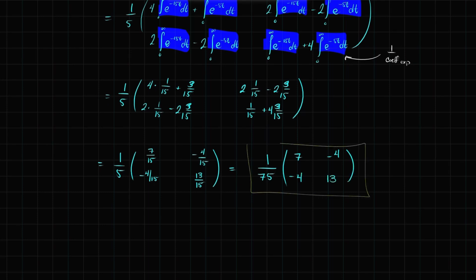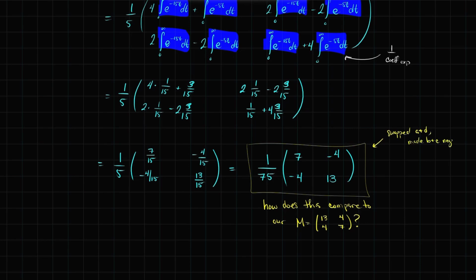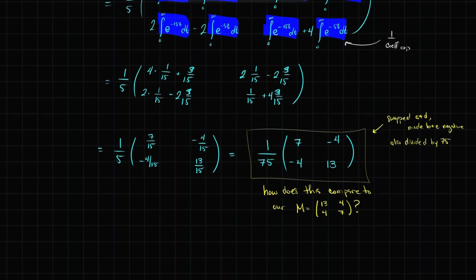How does this compare to our original matrix, which was 13, 4, 4, 7? Let's take a moment and compare. I think everybody's starting to notice things. What's happened is we've swapped A and D and made B and C negative. Also divided by 75. This should be ringing some bells.